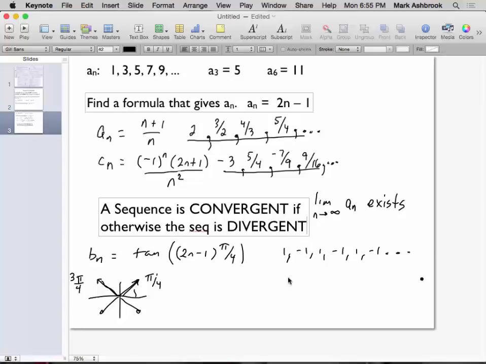Convergent or divergent? Does not get close to a number, so therefore divergent. That limit doesn't exist. You keep bouncing back and forth between 1 and -1. The limit doesn't exist. You don't hone in, converge upon a single value, okay? So that's divergent.